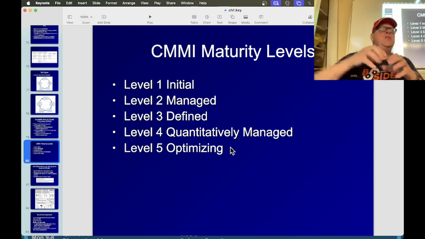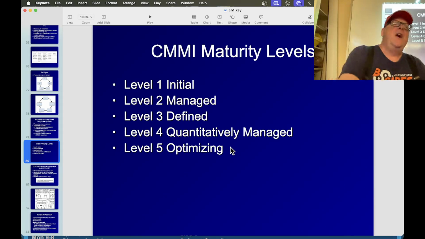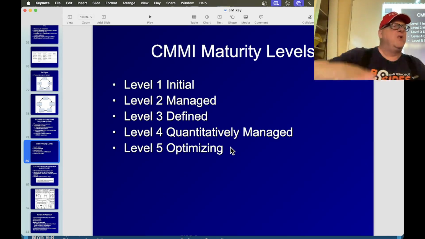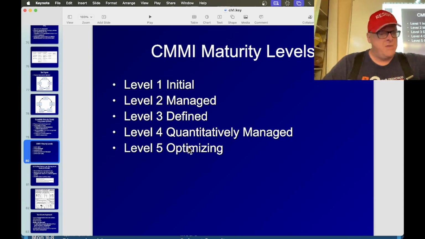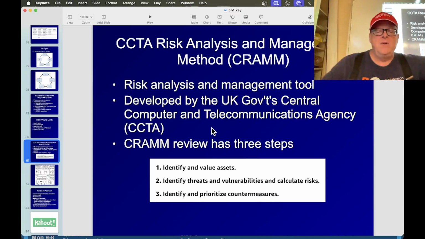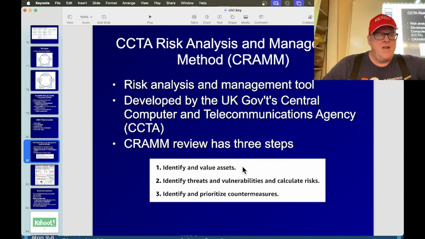continuous improvement. You state your goals, you implement controls to try to achieve the goals, you measure what's really happening, and then you improve your system. So you're constantly going around a loop, improving it. That's the best. And it typically takes years to move up these levels for a company. So here's the United Kingdom's risk analysis and management method called CRAM, where you identify your assets, identify the threats, and then identify and prioritize countermeasures, and they all do these things one way or another.